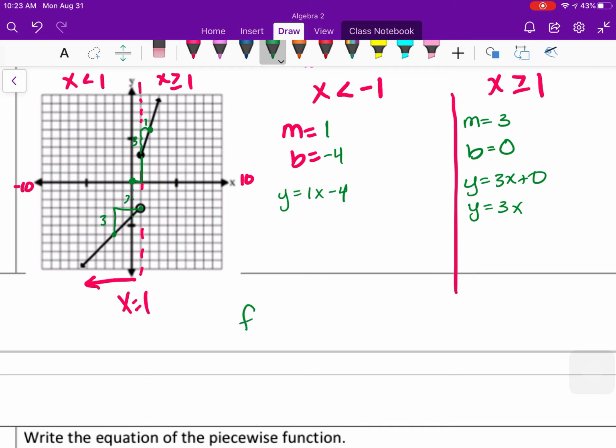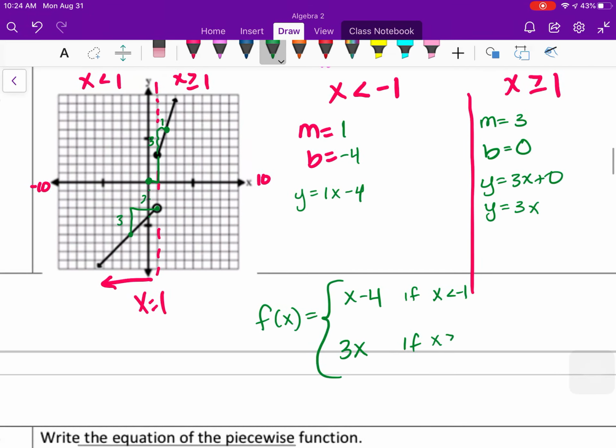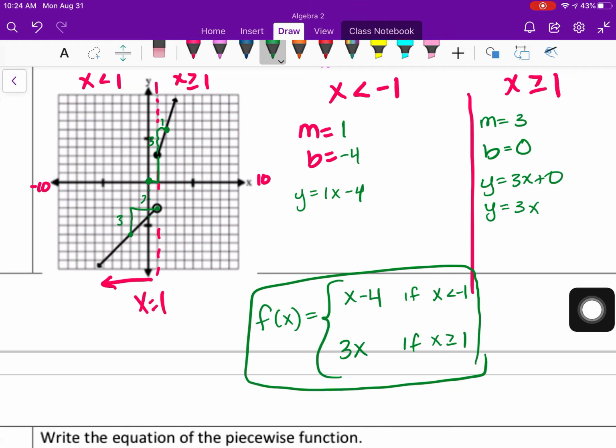So now I have both. Let's put it in piecewise form. So f of x equals, I'm fine if you do y equals as well. The first one was x minus 4, and that was if x was less than 1. The other equation was y equals 3x if x is greater than or equal to 1. Notice that when you put it in piecewise form, the y equals or the f of x equals is right here. On the right side of the brackets, you do not put the y equals again.